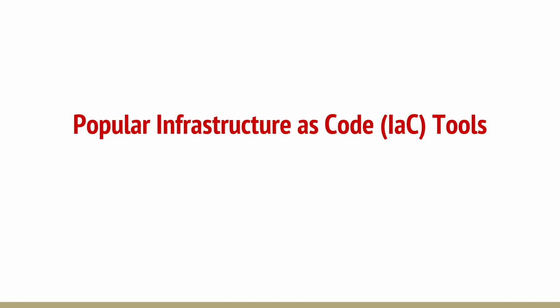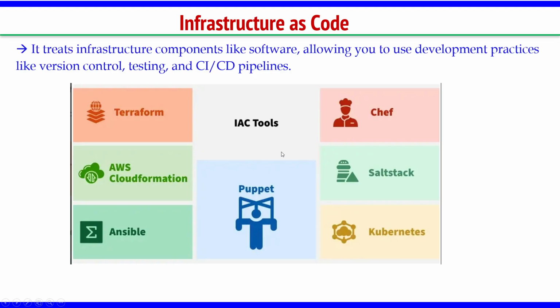So let's understand what are the different popular IaC tools. Okay, so this is the list of tools, right? Infrastructure as code can be achieved using some set of tools like Terraform, AWS CloudFormation, Ansible, Chef, Puppet, SaltStack and Kubernetes. So these are the 7 very popularly used IaC tools which can help us in automating the process or establishment of infrastructure.